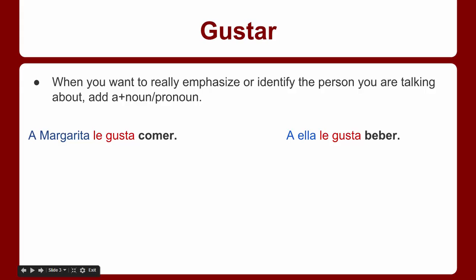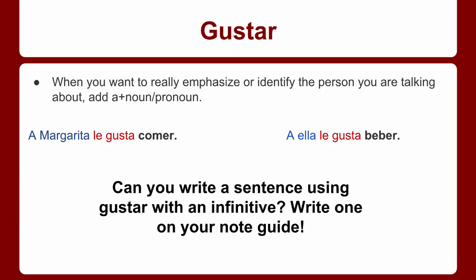When I really want to emphasize or identify the person I am talking about, I can add the word a plus the noun or pronoun. So for example, I could say, Margarita likes to eat, not just he or she likes to eat. So I could say, a Margarita le gusta comer, or I could just say, she likes to drink. A ella le gusta beber.